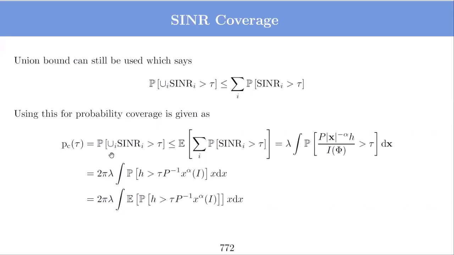And if I apply that, and I write the expectation that SNR I is more than tau, then I can further solve it, because SNR greater than tau is P x to the minus alpha h upon I plus noise greater than tau. And this will give you a similar expression, that h is more than this, and then you solve first for h, and then you solve for the interference.